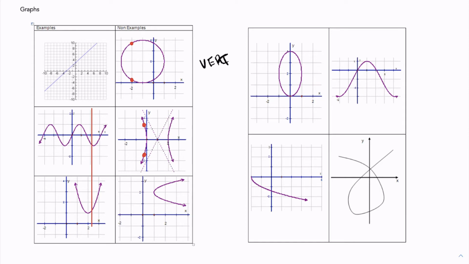Let me write that out. Vertical line test. And the vertical line test is a visual test. You don't have to crunch any numbers. Just basically look at the graph that you have in front of you and ask yourself, does a vertical line touch it at least twice?